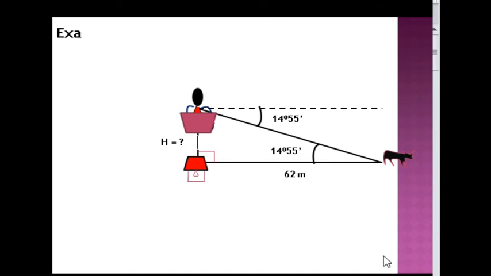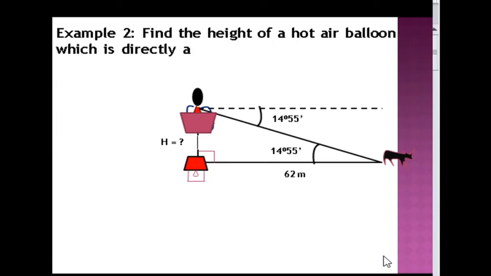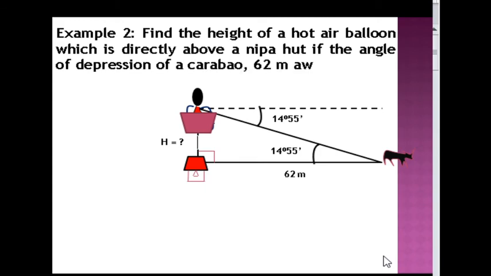Example number 2. Find the height of a hot air balloon, which is directly above a nipa hut, if the angle of depression of a carabao 62 meters away from the nipa hut is 14 degrees 55 minutes. So as you can see here, the angle of depression is 14 degrees and 55 minutes. The observer is above the object, which is the carabao.